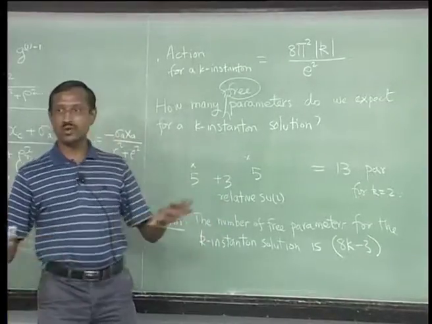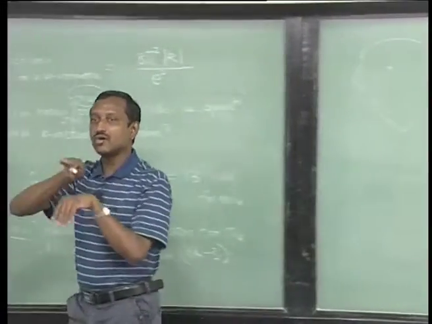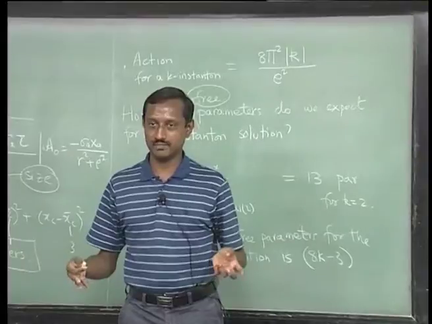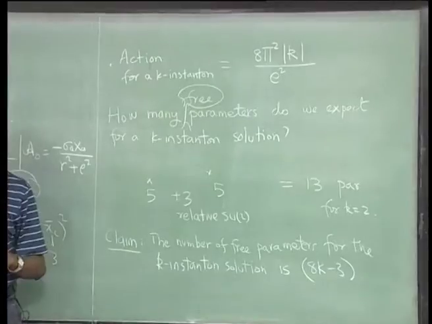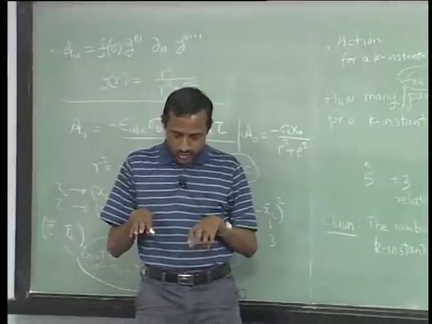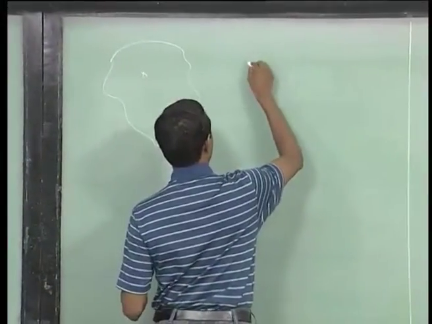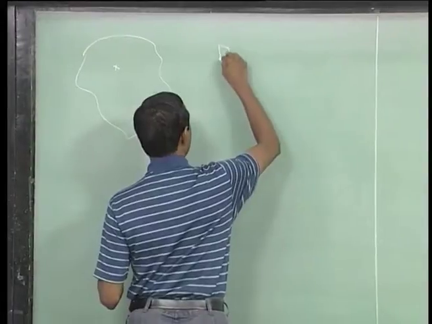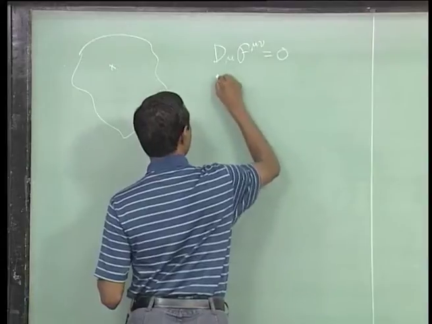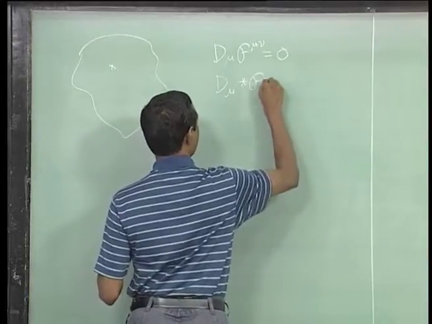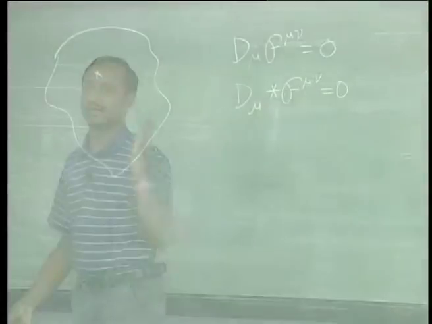Okay. So, what you want to do is, if you are given a solution, ask how many flat directions are there. By that I mean flat in the sense of things which do not change the action. So, what you do is you ask for what are called 0 modes of the equation. So, you look at the equation of motion, in this case you could write the equations as d mu f mu nu equal to 0, and the Bianchi identity is just d mu star f mu nu equal to 0. So, these are the Euler-Lagrange equations and the Bianchi identity.